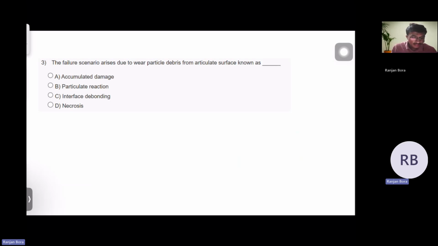Coming to the next question: the failure scenario that arises due to wear particle debris from the articulating surface is known as which option? You can type your answer in the chat box if you know or if you have submitted the assignment.